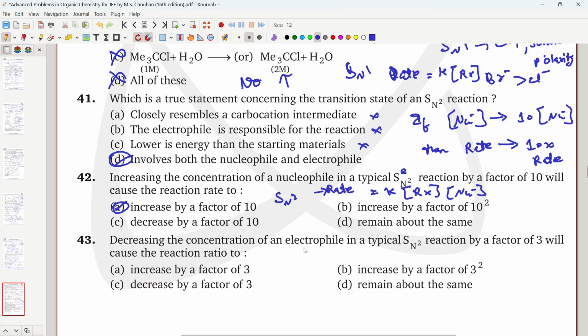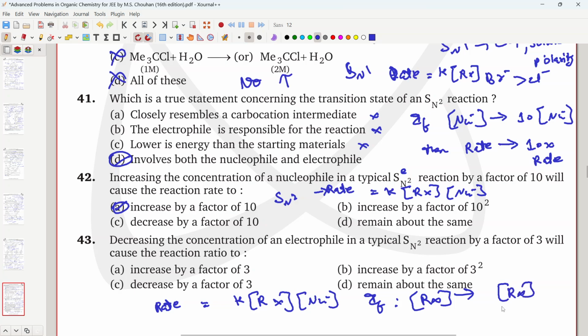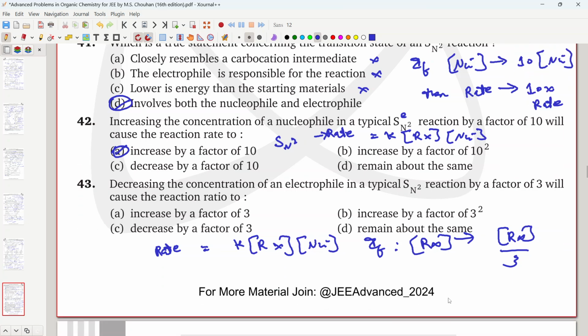Now, decreasing the concentration of an electrophile in a typical SN2 reaction by a factor of 3 will cause the reaction rate to. Again, rate equals k[RX][Nu]. If RX is divided by 3, then the rate is also divided by 3. Option C.